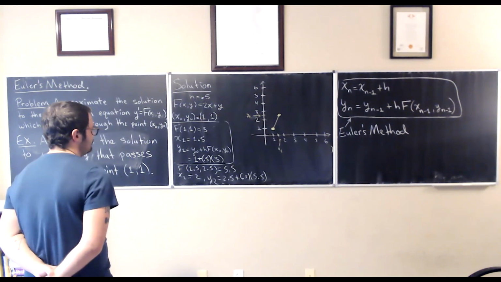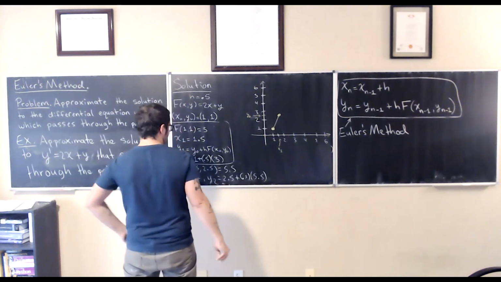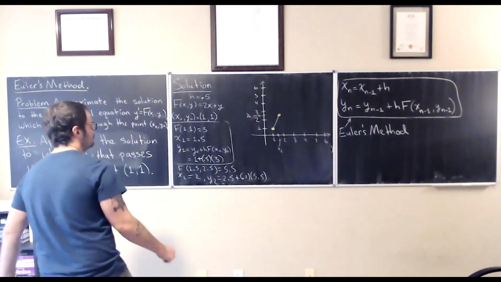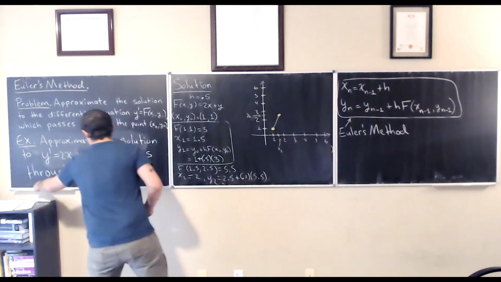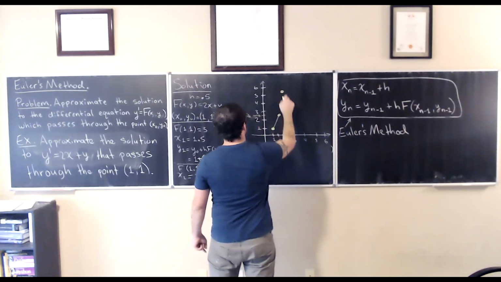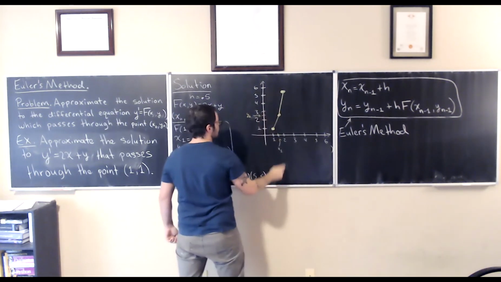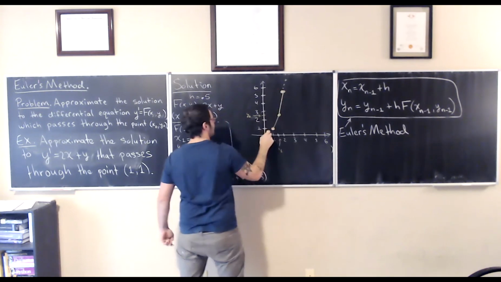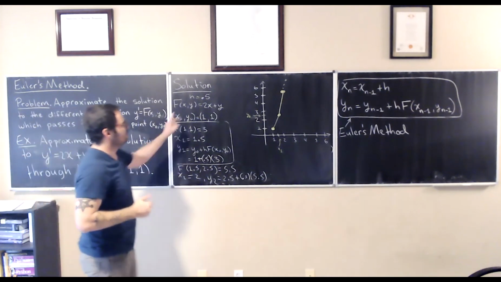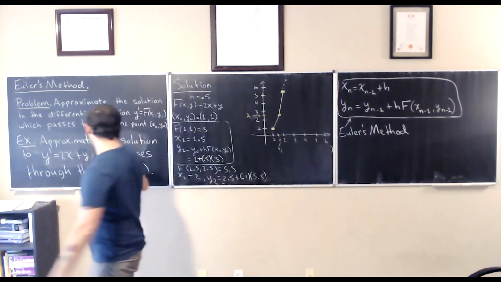So what is it, like 2.75 there? So 4.75. 5. It's a little bit over 5, so it's somewhere up here. So at 2, it's somewhere right there, maybe. And if we kept on doing this, we would get an approximate solution to this differential equation that passes through there.